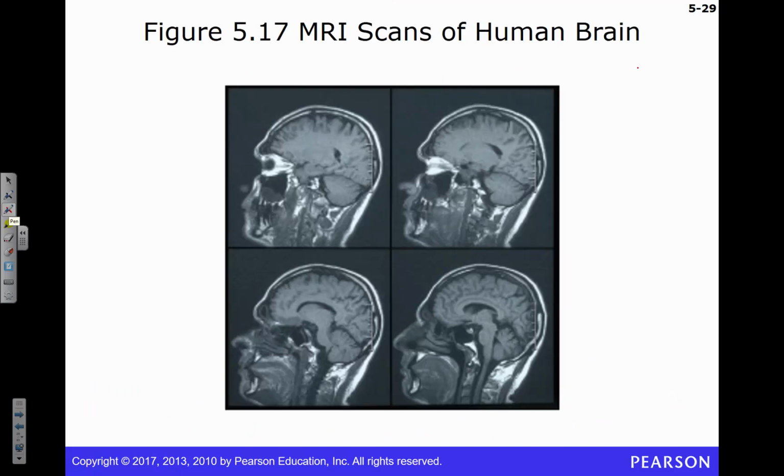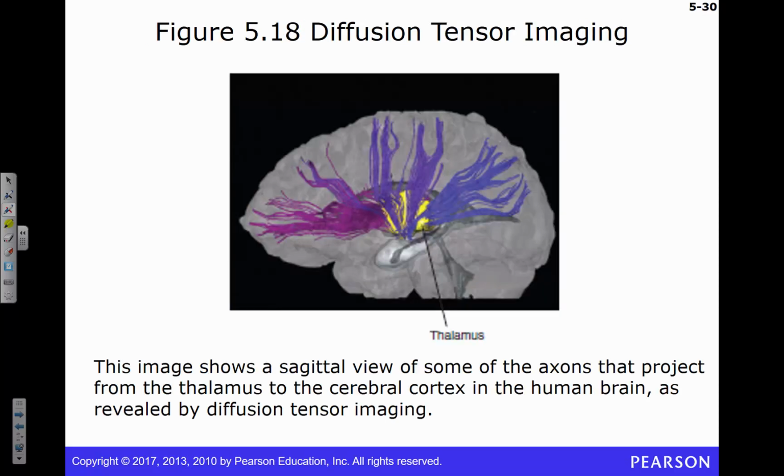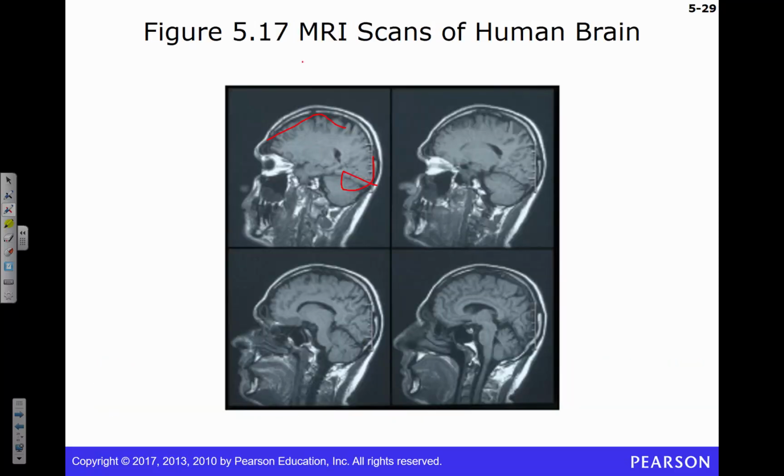This is an MRI. MRIs are similar in the information they can give you. So this is obviously a sagittal view of this particular individual. And you can see different parts of their brain, different brain structures, and different steps moving through. fMRIs are cool. Those are functional. They can actually measure brain activity in particular regions.